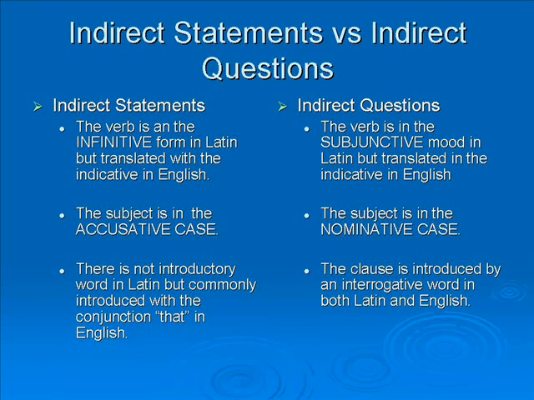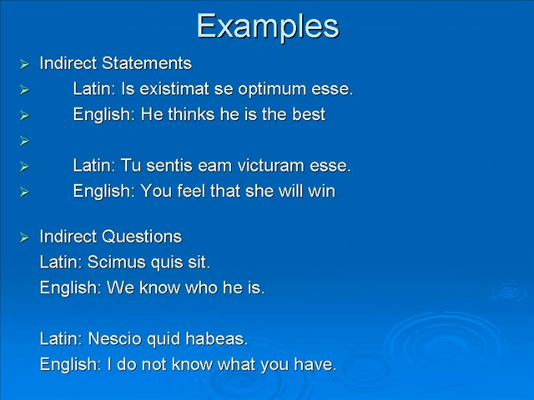However, it is translated using the indicative, which is what we consider normal in English. Indirect statements do not have an introductory word in Latin, but commonly the conjunction that is inserted in English. Indirect questions have the subject in the nominative case and the verb in the subjunctive mood, and in English it also translates as the indicative, again, what we consider normal. An indirect question is introduced in Latin and English with an interrogative word. For example, quis, who, quid, what, etc.